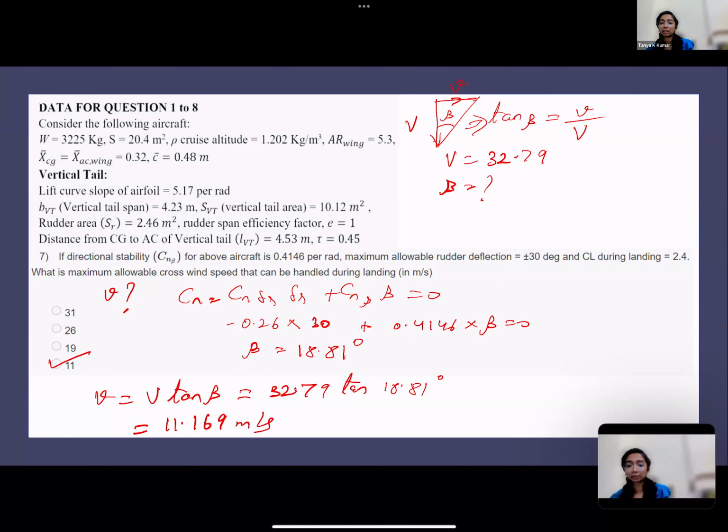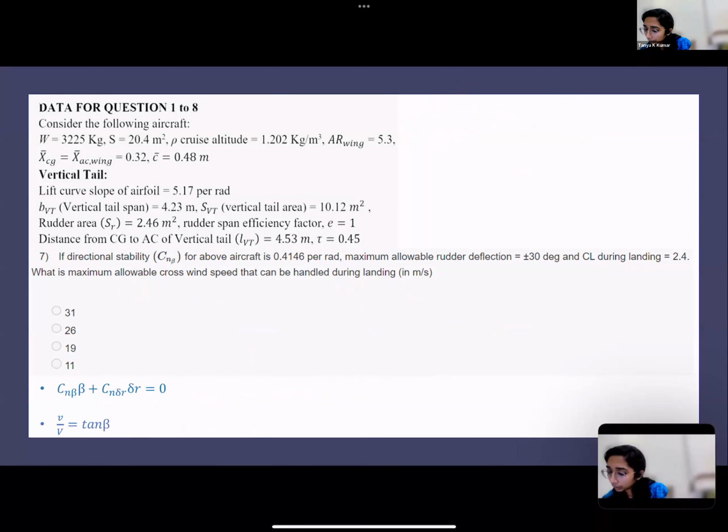That is the maximum allowable crosswind. Anything beyond your 11.17, your aircraft will not be able to negate. So the purpose of the rudder is to negate this beta. Anything beyond this crosswind, anything beyond that 18.81 beta, your aircraft will not be able to restore. Okay. Next question. These are the equations that we use. This is equal to Cn. Cn is what is driven to 0 during trim.